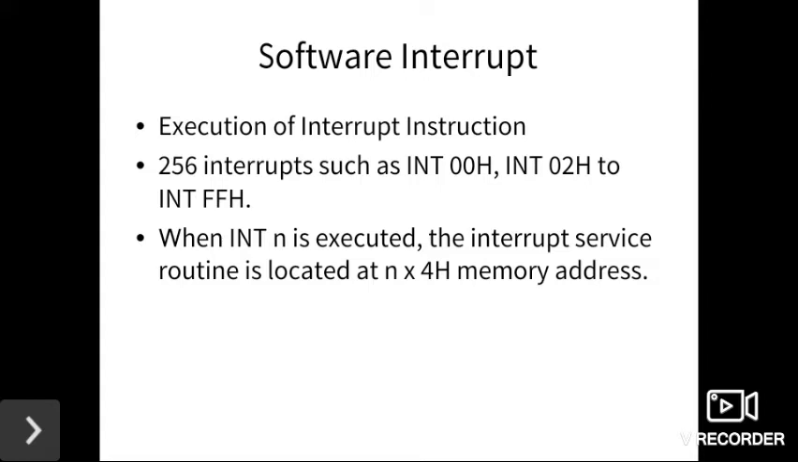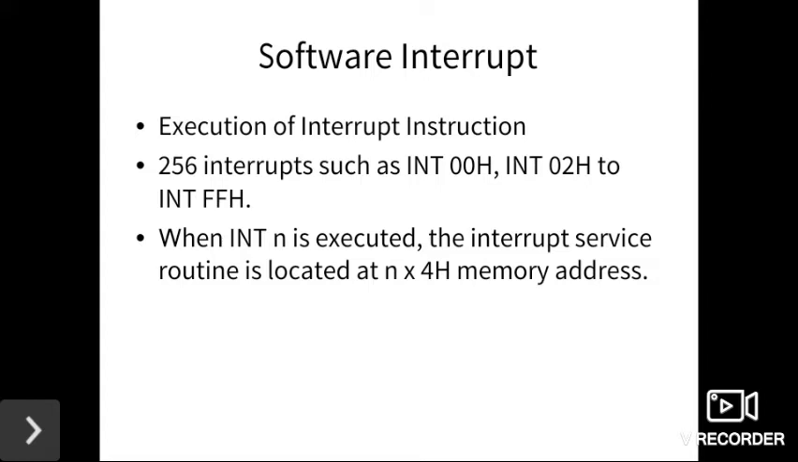This is very important. In the 8086, the memory location is always 4 times the value of the interrupt number. For an interrupt INT n, as executed, the interrupt service routine is located at n times 4H. Likewise, the memory location is always 4 times the value of the interrupt number.